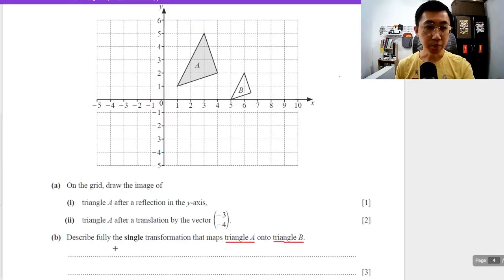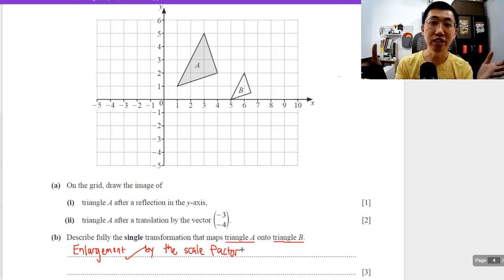Okay. B. Describe fully the single transformation that maps triangle A onto B. So very important that you read is A onto B. Now, I know that A onto B is becoming smaller, but you still need to use enlargement. Okay, there's no such thing as delargement. So definitely enlargement is 1 mark. Okay, so this one you will gain 1 mark. Now you need to write a proper sentence to this. Okay, so enlargement by the scale factor. So scale factor means by how much it's becoming larger or smaller.